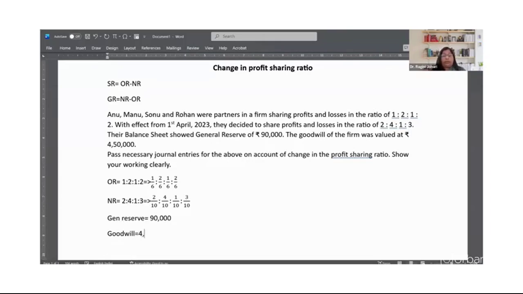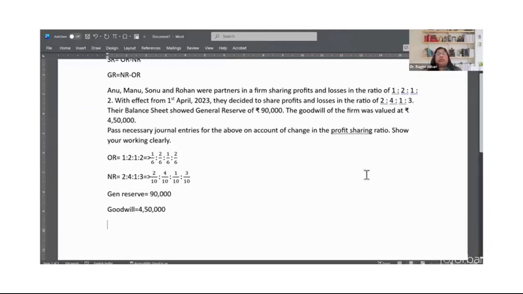Goodwill is 4,50,000. Now, goodwill is being earned by the partners, so this will be shared among the partners in their sacrificing or gaining ratios. Now, the question is asking us to pass the journal entries. So, now let us pass journal entries in this case.